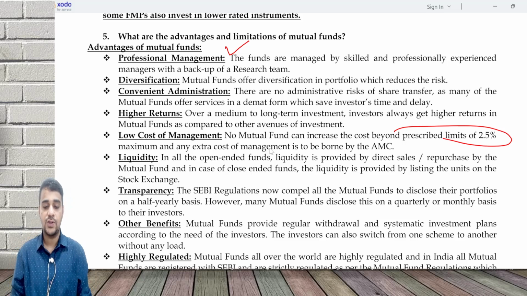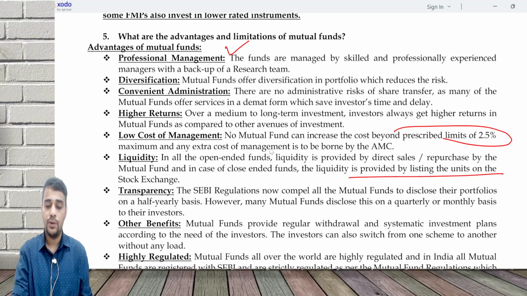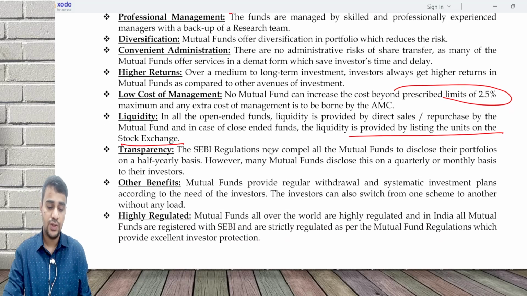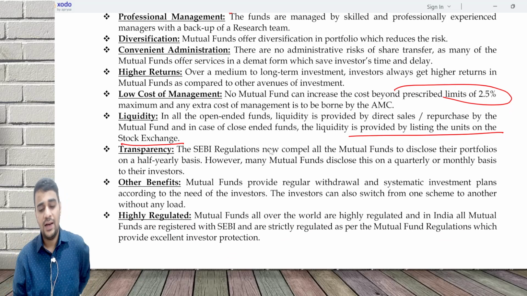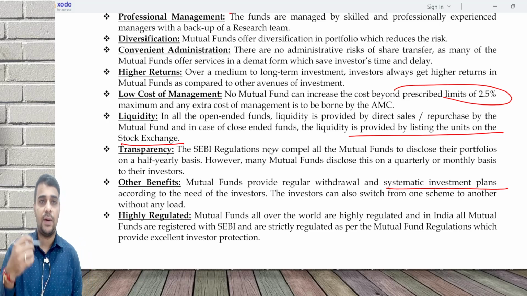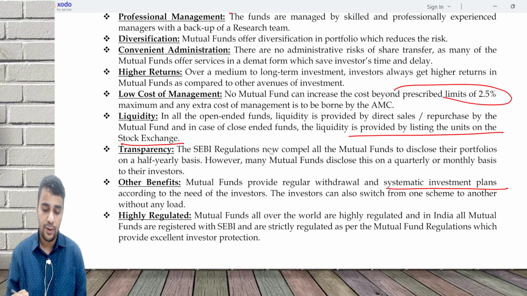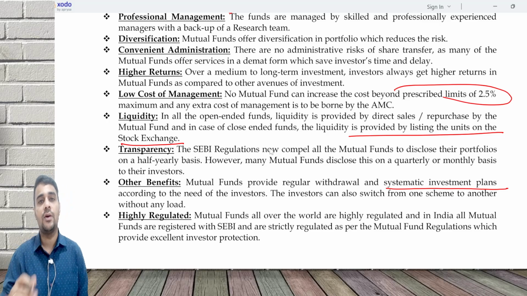Liquidity: because it's open-ended, you can redeem, and in case of close-ended, you sell the units through the stock exchange. Transparency is there, and there are certain benefits like a systematic investment plan, where you can do regular investment without timing the market, and also systematic withdrawal, where you can regularly withdraw. And regulated: since it is regulated by SEBI and AMFI, the Association of Mutual Funds of India, I can be rest assured that nothing will go wrong in a mutual fund.